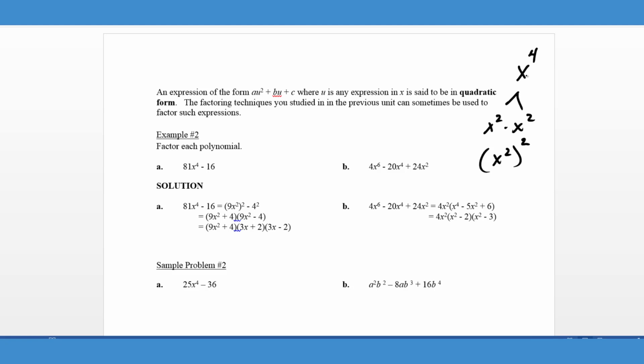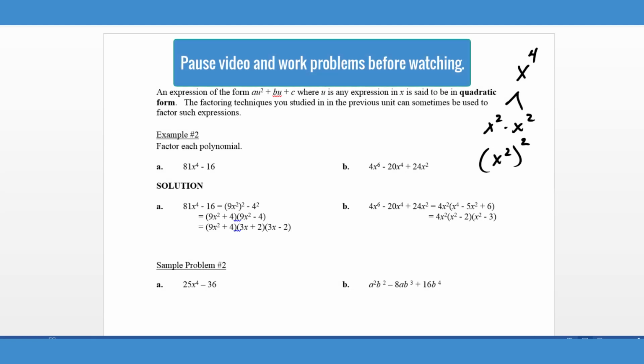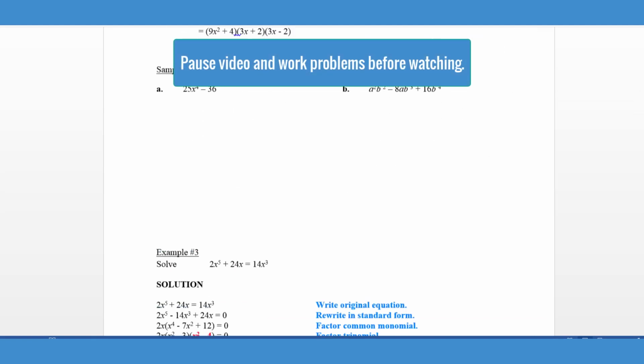So if you look at example problem 2, parts A and B, you can see the different types of quadratic factoring that you've done with higher degree polynomials. So let's just go on to the examples. If you go ahead and work those and then come back and check out the solution.